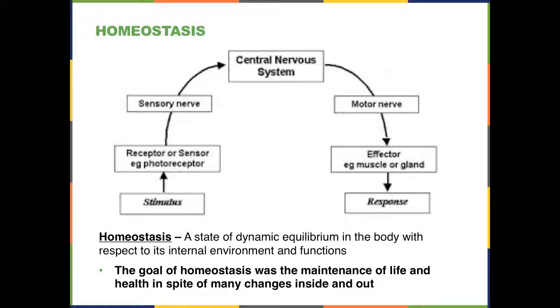This has to do with the internal environment of the body as well as the internal functions of the body. And as you can see here, the goal of homeostasis is the maintenance of life. That is to say, life is very tenuous in terms of its ability to stay healthy, and it requires very tight controls on a lot of factors. And there are a lot of changes occurring outside and inside the body, and the homeostatic mechanisms occur in order to keep things the way they are, regardless of the outside stress or the inside stress.